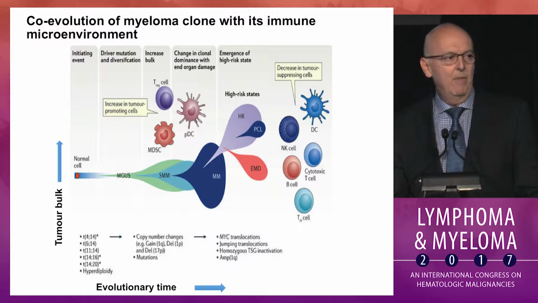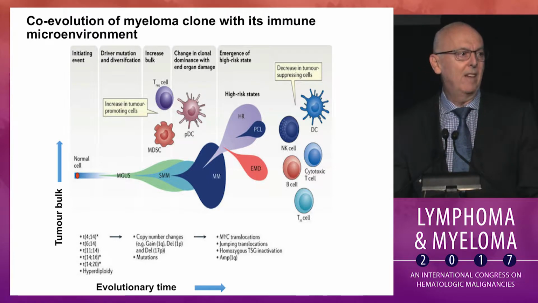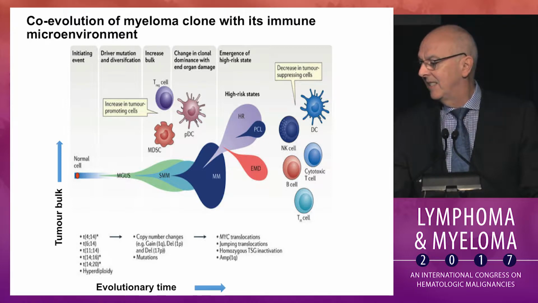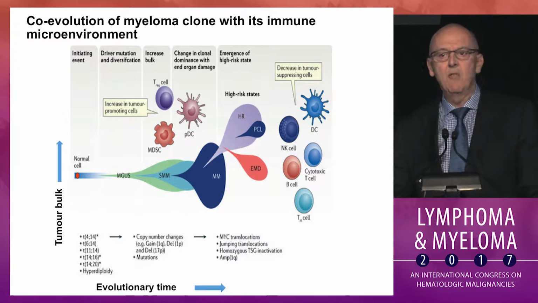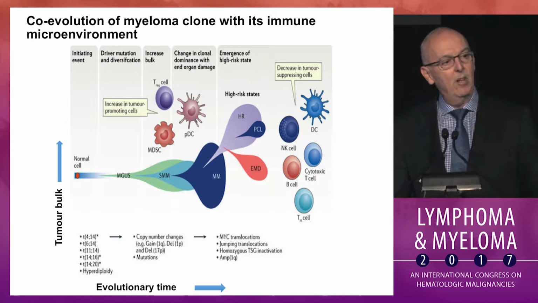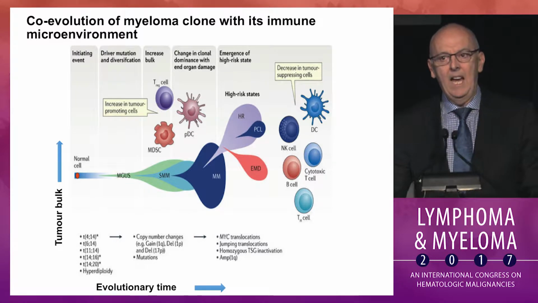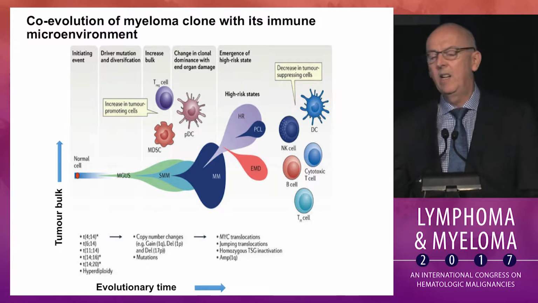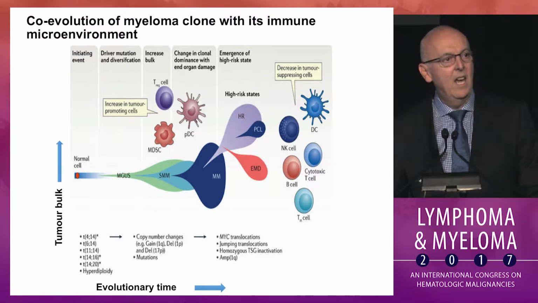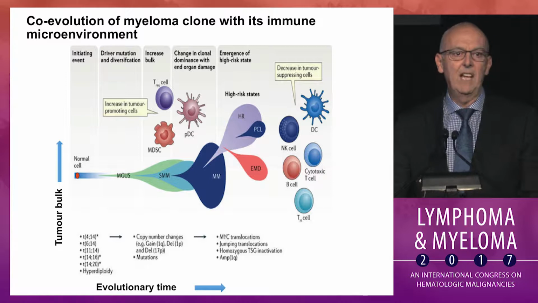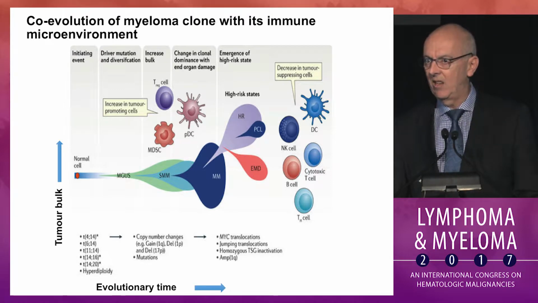I think these are the models that have been built of myeloma in recent times, and you can see that over evolutionary time on the bottom axis and tumor bulk on the vertical axis, the bulk of the tumor increases. It increases through the stages of MGUS, smoldering myeloma, myeloma, to then these more aggressive clinical states later in the disease, such as high-risk myeloma, extramedullary myeloma.